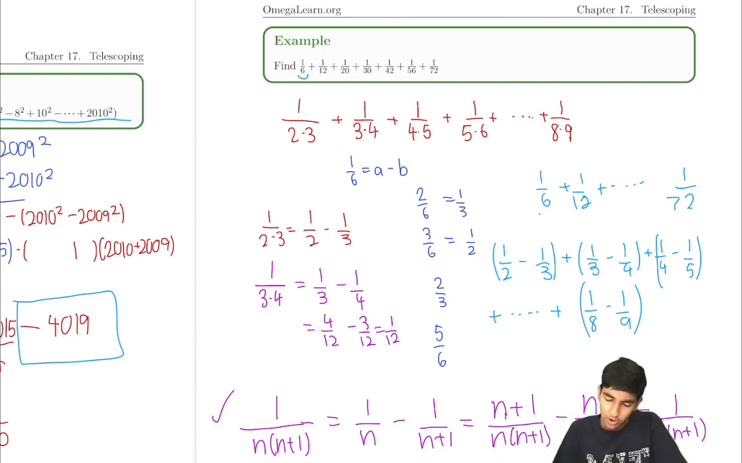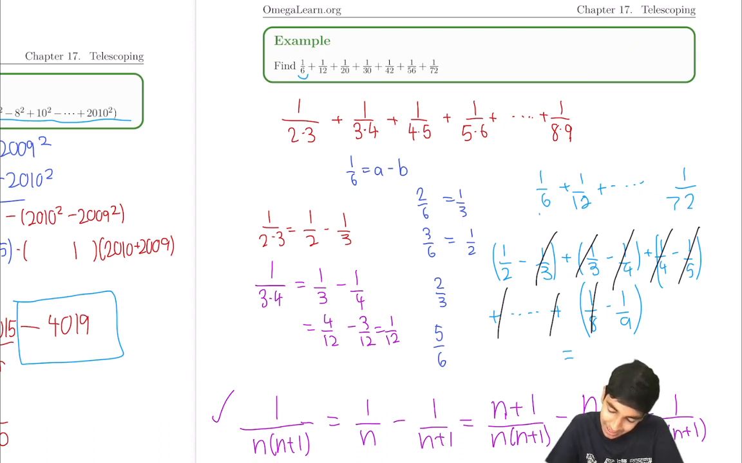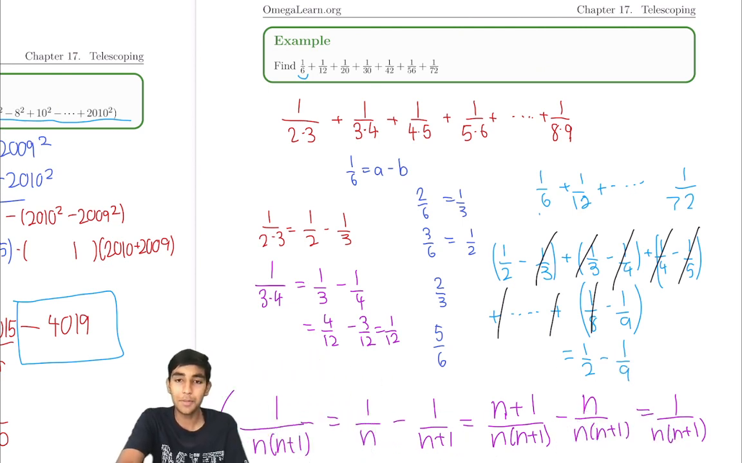Cool, and now, is there any telescoping we can see? Of course: plus a third, minus a third, minus a fourth, plus a fourth, minus a fifth, plus a fifth, all the way until minus the eighth, plus an eighth. So we're just left with half minus 1/9. And now we get to find a common denominator. Oh, whoops, I'm blocking.